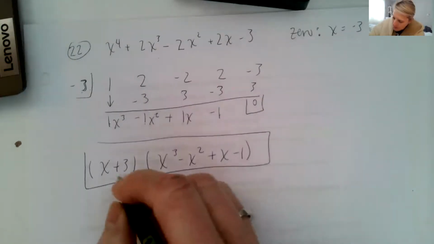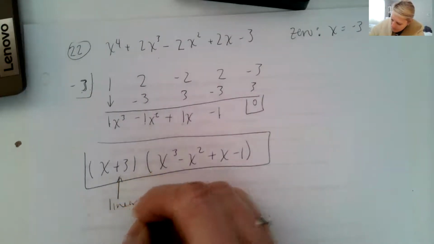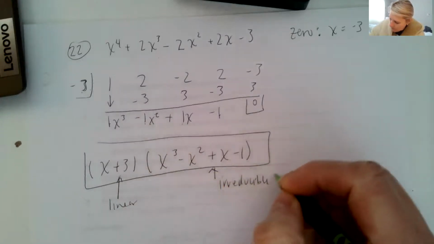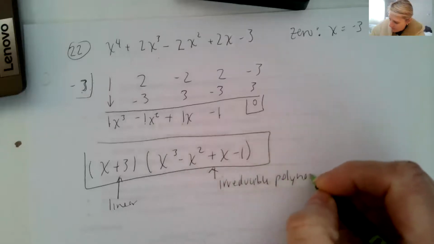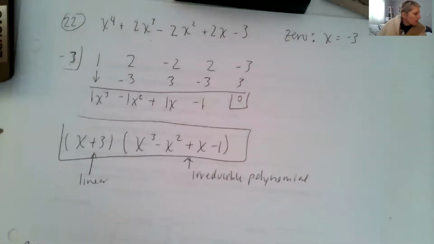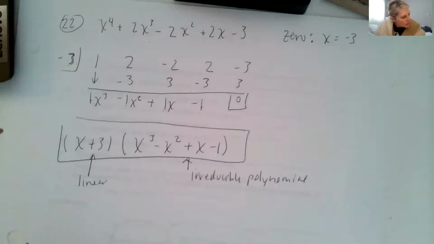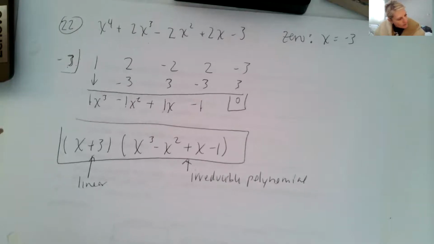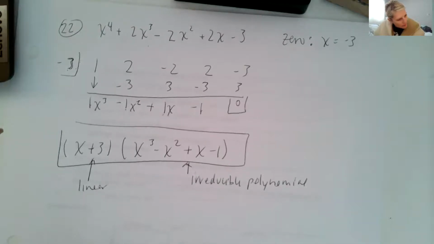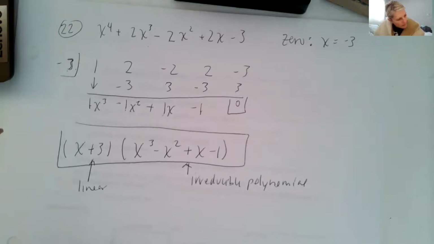So this is the linear piece, and this is the irreducible polynomial. So if we look at 28, 28 is a continuation of 22. It says now 1 zero is given, use it to express the polynomial as a product of linear factors over the complex numbers. You may have already factored some of these polynomials into linear and irreducible quadratic factors in the previous group of exercises.